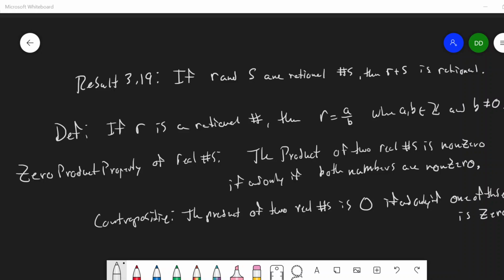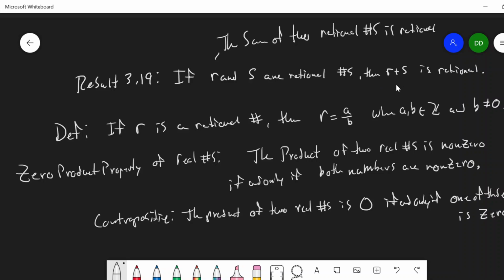In this video, I'll walk through the proof of result 3.19 from the text, which is that if R and S are rational numbers, then their sum, R plus S, is rational. Notice this could also be stated as: the sum of two rational numbers is rational. That's another way to state this, and so you should be able to go between statements like this and identify, oh, R and S are rational numbers, and then show that R plus S is rational. So this is what I want to show.